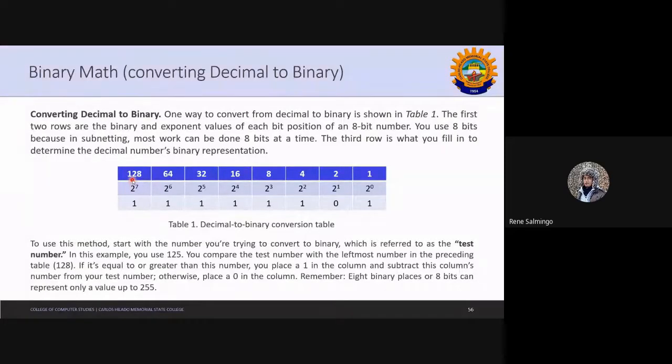So in this case, you will have values not exceeding 255. You will not exceed 255 using this 8-bit number, or your octet. So meaning these are your digits in one octet. Are we clear? Yes. This is how we test the numbers.